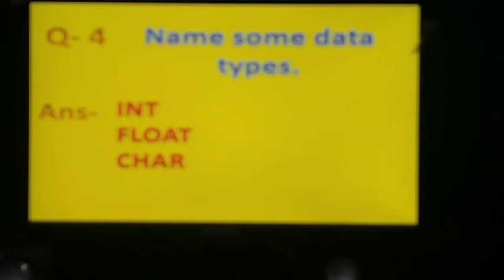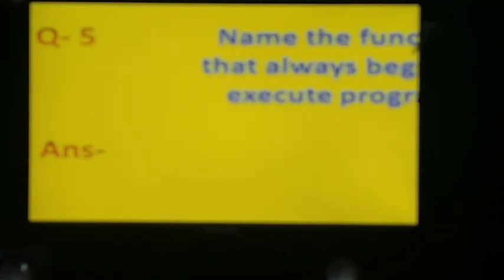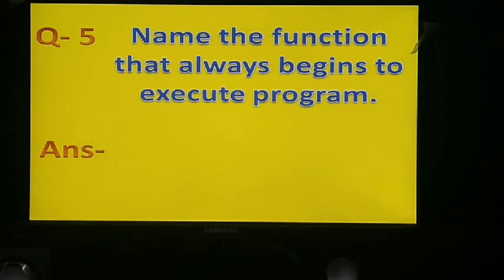Now next question, question number 5. This is the last question of this exercise. Question is, name the function that always begins to execute program. I am repeating the question again. Name the function that always begins to execute program. Means which function always begins to execute program.